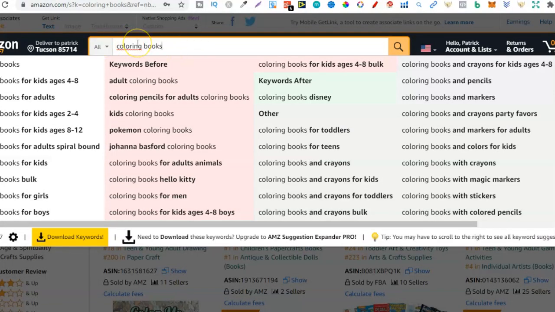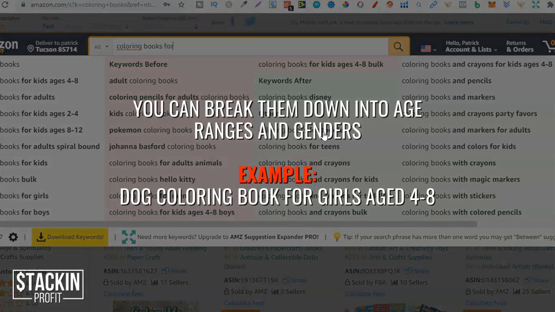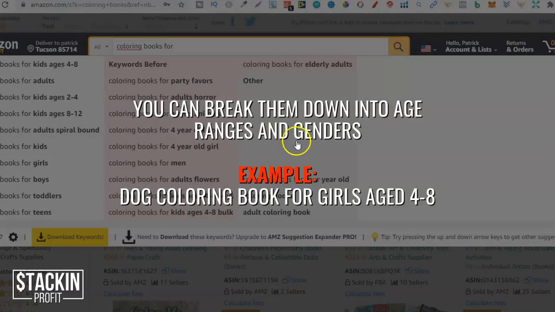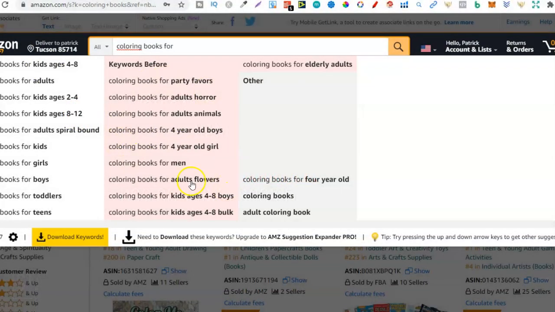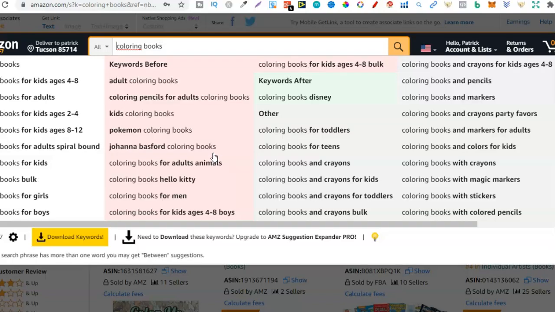With colouring books, we can see there are colouring books for adults, girls, boys, kids, teens, toddlers, and you can also break it down into age ranges. So if we go for colouring books for kids, we have ages 4 to 8, 2 to 4, 8 to 12, and so many other ways. 4-year-old boys, 4-year-old girls. So you can break down low content books through age ranges. Remember that as well.